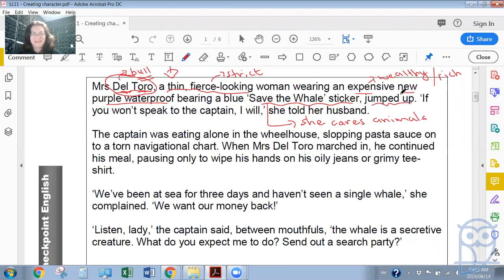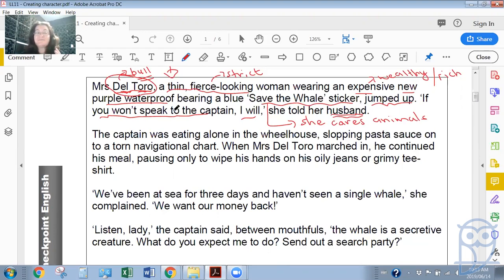Now she jumped up. Okay, and when you jump up and you say something, it could suggest something that is animated, some frustration, maybe. Yeah, some sort of anxiety or something that she's unhappy about. So she jumped up, and what does she say? If you won't speak to the captain, I will, she told her husband. So she's already accusing her husband of something. She's accusing him of being cowardly, essentially, because he doesn't want to speak to the captain, so she's going to have to do it. She's going to have to take charge. And I'm sure this poor husband has experienced this kind of behavior a few times in the past. Okay, that is what it's suggested.